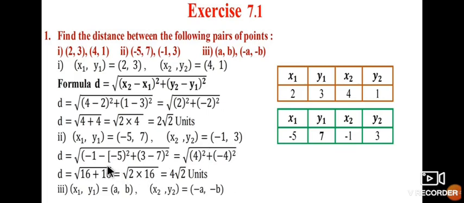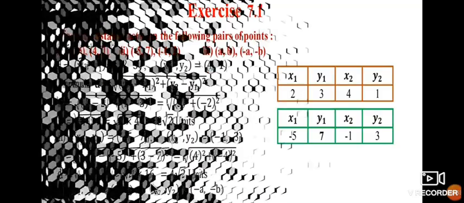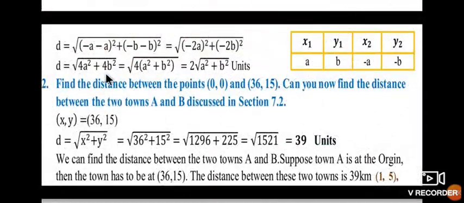Now using the formula, square root of x2 minus x1 whole square plus y2 minus y1 whole square, that is minus 1 minus of minus 5 whole square plus 3 minus 7 whole square. Minus into minus plus, 5 minus 1 is 4 whole square plus 4 square, that is 16 plus 16, that is square root of 32. Square root of 32 again can be written as 16 twos are 32, square root of 16 is 4 into root 2 units. That is the distance between the points minus 5 comma 7 and minus 1 comma 3 is 4 into root 2.